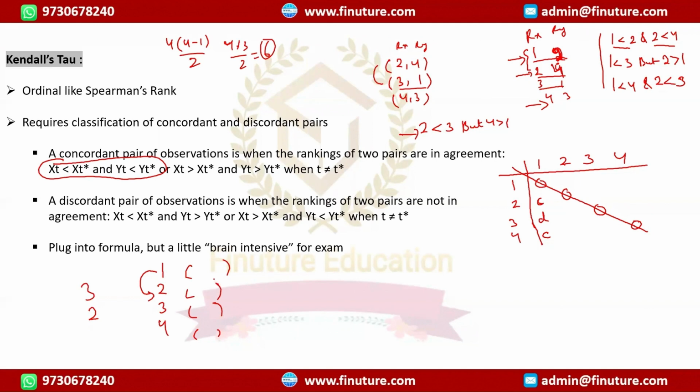So what I'm saying is we need to find out the possibilities first. The possibilities here are 1 comma 2, that is number one. Number two is 1 comma 3. Number three is 1 comma 4, right?